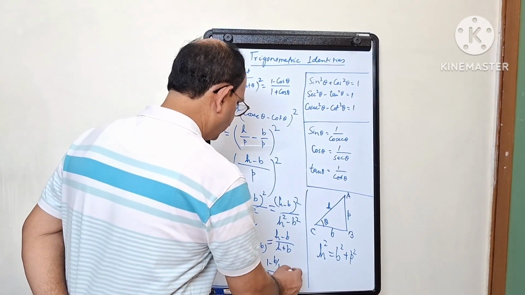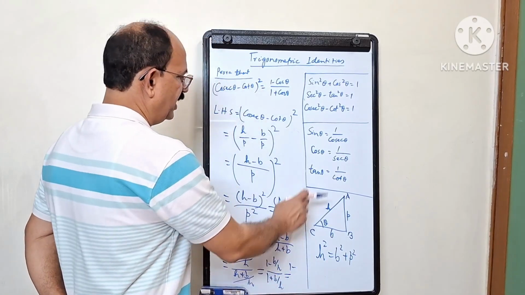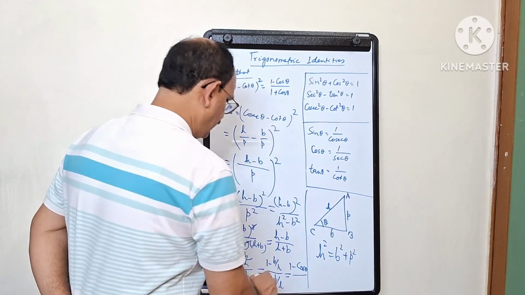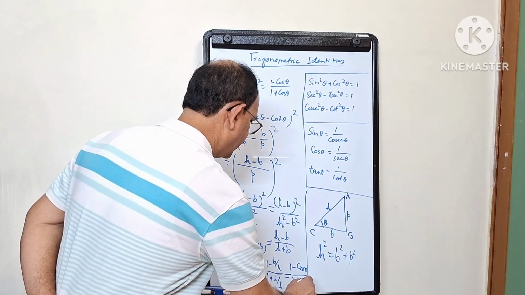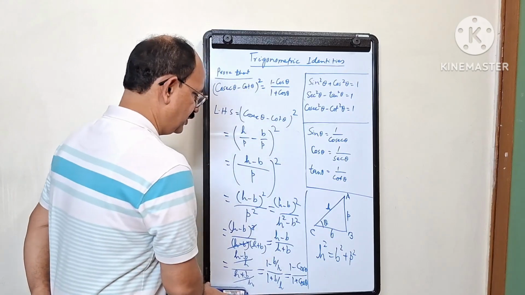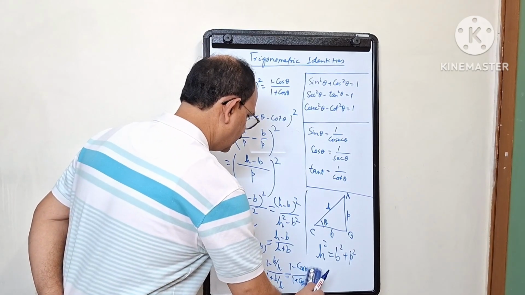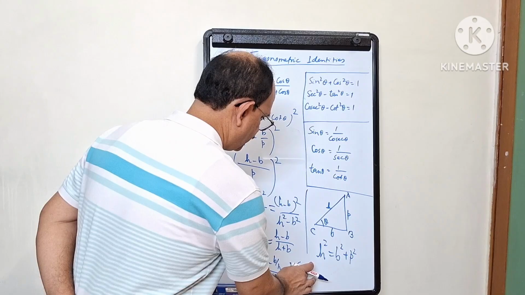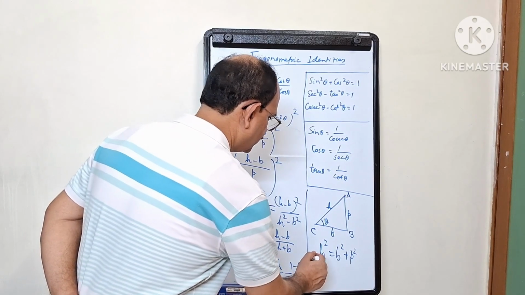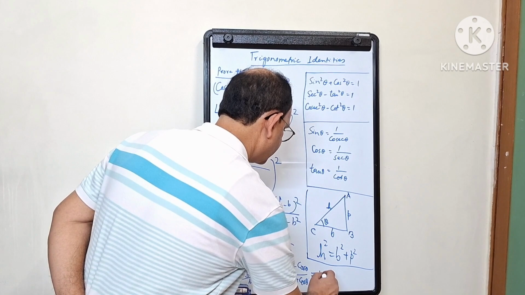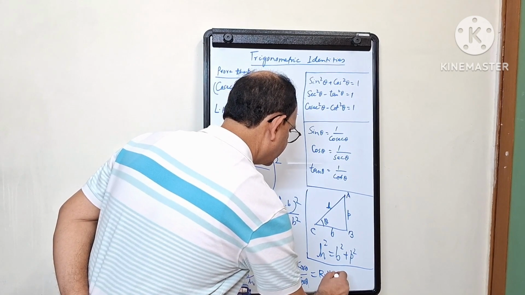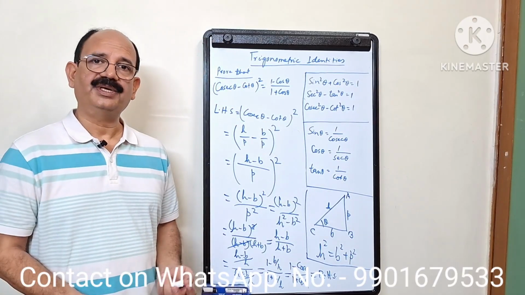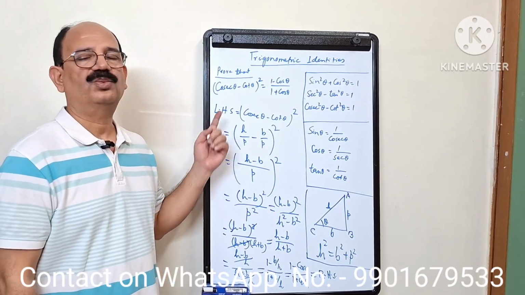Now we know that base upon hypotenuse is cos theta, and therefore we can write this as 1 minus cos theta divided by 1 plus cos theta. So using this, we can also write that this is nothing but the RHS which I had to prove. So there are three ways we solved this one problem.